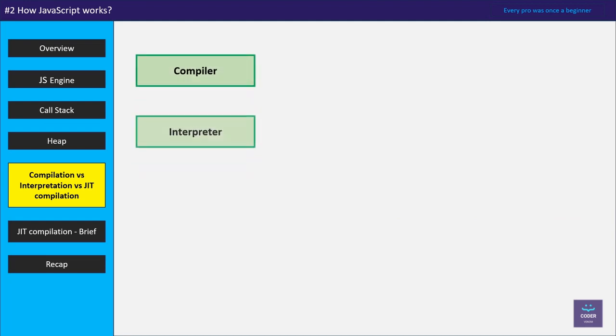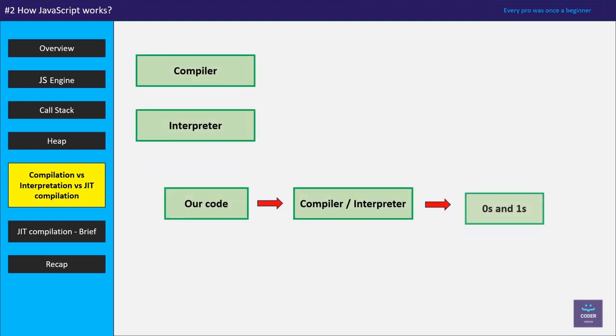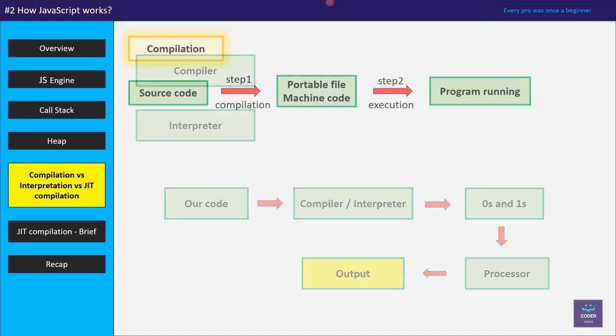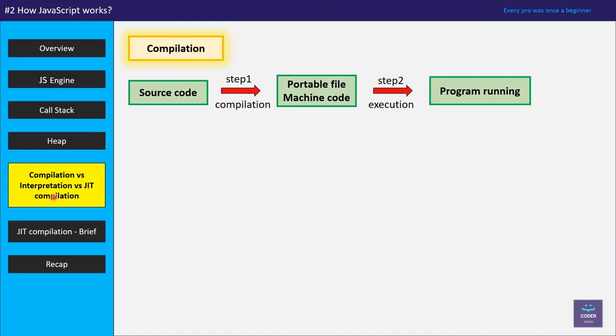For that, compilers and interpreters are used. Basically our code enters the compiler. It will process our code and convert it into a tree structure called AST. Then those structures are converted into zeros and ones. Those zeros and ones are processed by our computer processor. Then our computer processor will produce the output. Now we'll see compilation, interpretation and JIT compilation one by one.